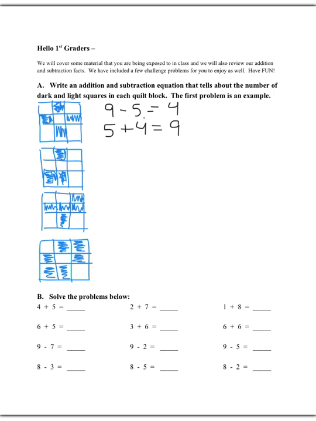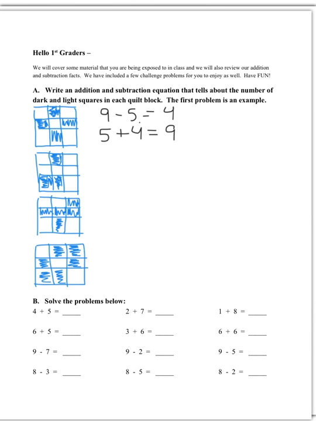So in this first problem, you were given a grid of 3x3, or a total of 9 squares. So we could say 9 minus 5 equals 4 for our subtraction problem. We could say 9 minus 4 equals 5. We also could say 4 plus 5 equals 9.